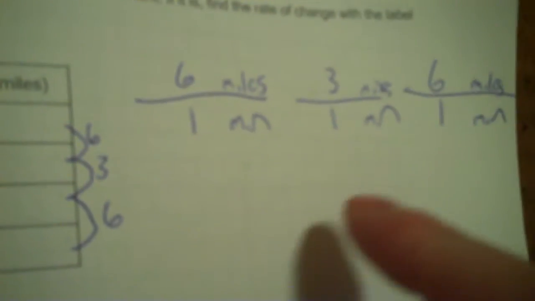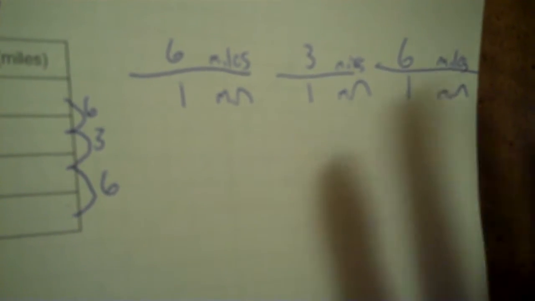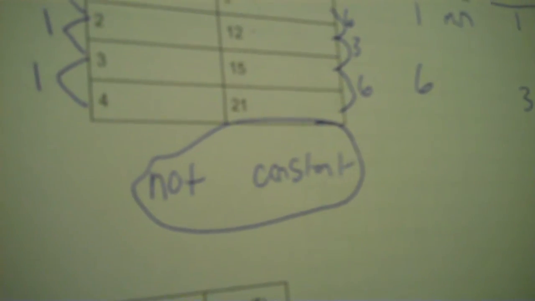Now we need to divide all those, and they all need to be the same. If it's not, you write not constant, okay? So you take 6 divided by 1, that's 6. Well, 3 divided by 1 is 3, 6 divided by 1 is 6. They are not all the same, so you write not constant, and that is your answer. Now, don't go work on the assignment yet, because if it is constant, you don't just write constant, because it says if it's constant, you need to find the rate of change with the label. So why don't you see me find one where it's actually constant and see what to write then, okay?